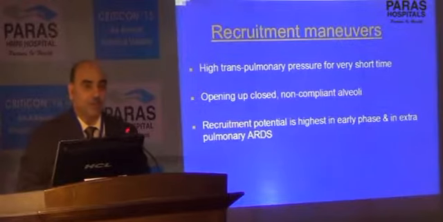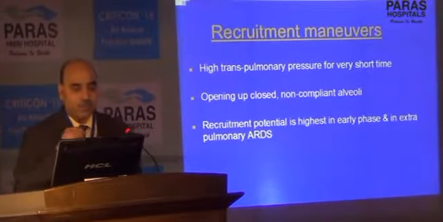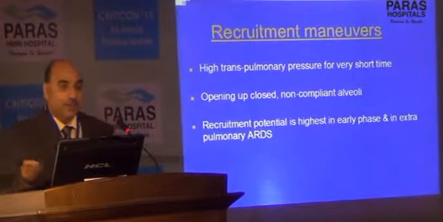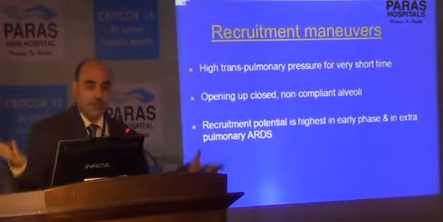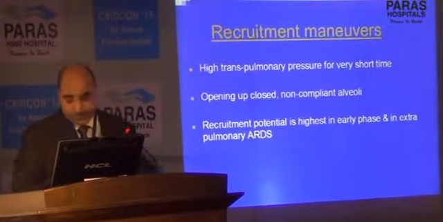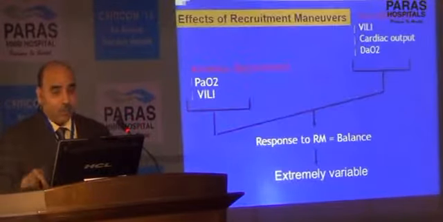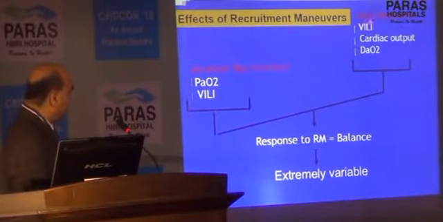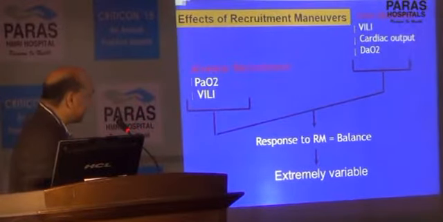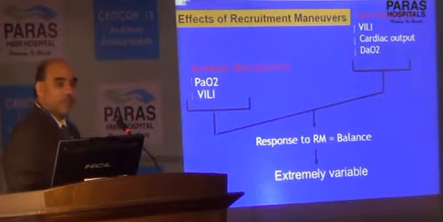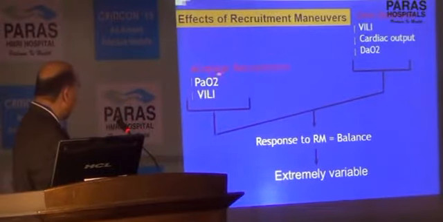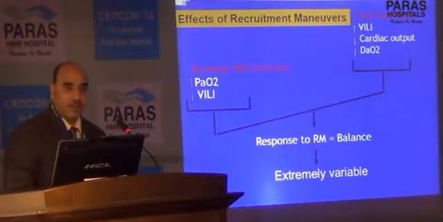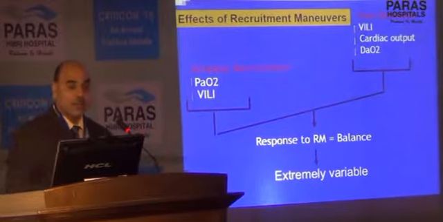Now, recruitment maneuvers. Many people would like to do recruitment maneuvers, applying a high transpulmonary pressure for a very short period of time, which opens the closed alveoli and improves the oxygenation. But what is the ground situation? See, the recruitment has 2 effects. It can cause distension of the alveoli, can precipitate ventilator-induced lung injury, can decrease the cardiac output, and also can decrease the oxygen delivery. It also has a beneficial effect. Alveolar recruitment can increase the PO2, and also can minimize ventilator-induced lung injury if recruitable lung is there.